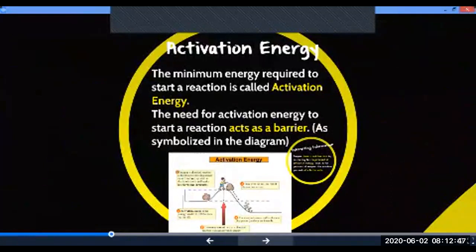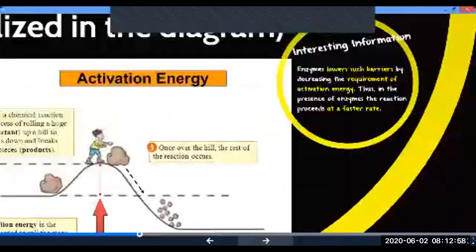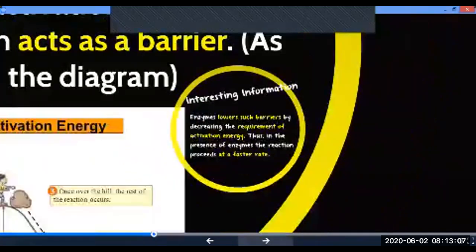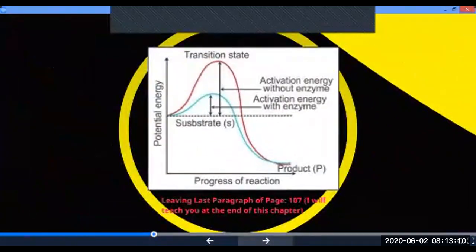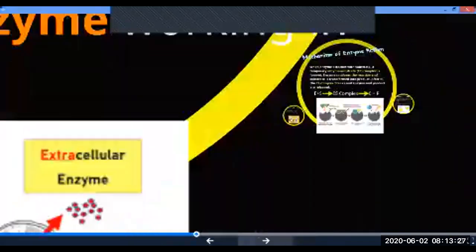Then we talked about the minimum energy required to start a reaction, and we know that every reaction in the world requires that energy to start. The work of the enzyme is to lower such a barrier. The enzyme lowers this hindrance by reducing the demand so that the reaction proceeds at a faster rate. So this was the graph where we mentioned how activation energy is lowered by enzymes. We haven't mentioned the mechanism, but enzymes are lowering the activation energy. Then we talked about intracellular enzymes and extracellular enzymes.